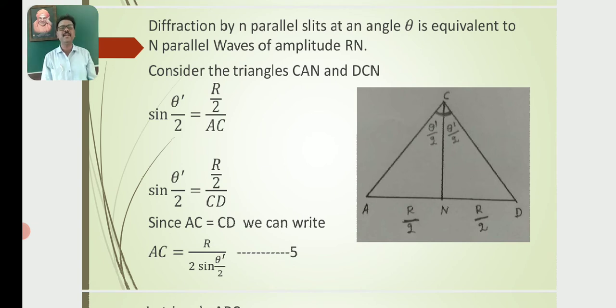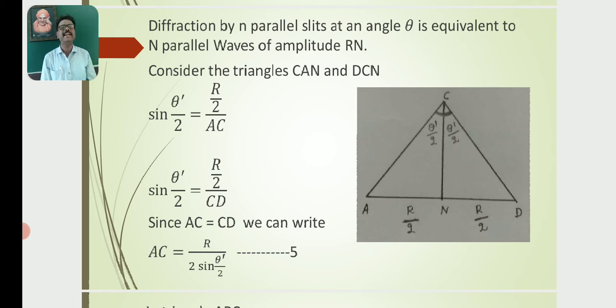So diffraction by n parallel slits at an angle theta is equal to n parallel waves of amplitude R, where R is the amplitude due to one wave, say one slit. For n parallel slits, there are n waves, then the net resultant amplitude at that point on the screen is equal to Rn. Then consider the triangles ACN and DCN as shown in the diagram.